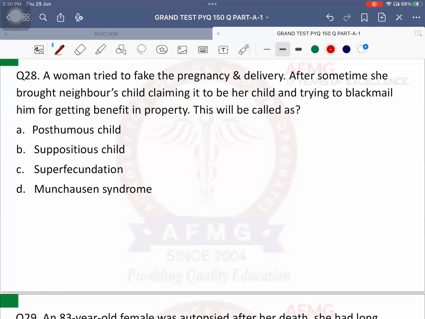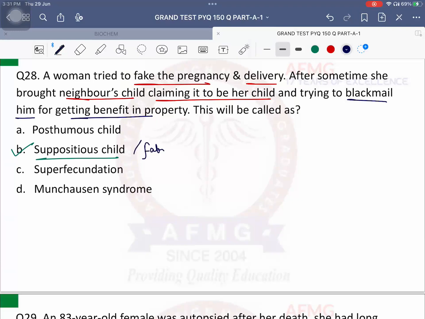Okay? Question number 28 now. A woman tried to fake the pregnancy and delivery as well. After some time, she brought the neighbor's child, claiming it to be her child, and trying to blackmail him for getting benefit in property. This will be called as. It is called as option B, that is supposititious child. Supposititious child is nothing but a fake child, or sometimes in the option they might write it as a fabricated child. Fabricated मतलब बनाया हुआ बच्चा. Okay, who's not born to her, but she has brought the child somewhere. She's claiming कि ये उसी का बच्चा है. ठीक है? So that is supposititious child or a fabricated child.